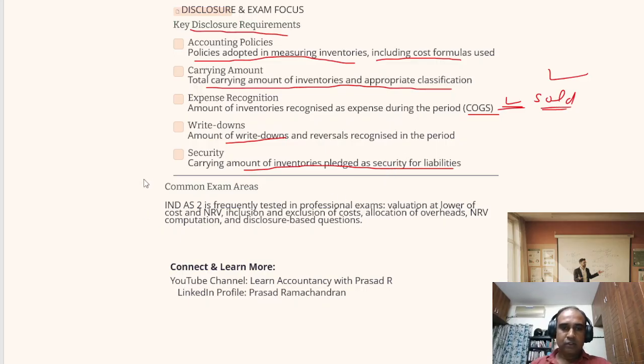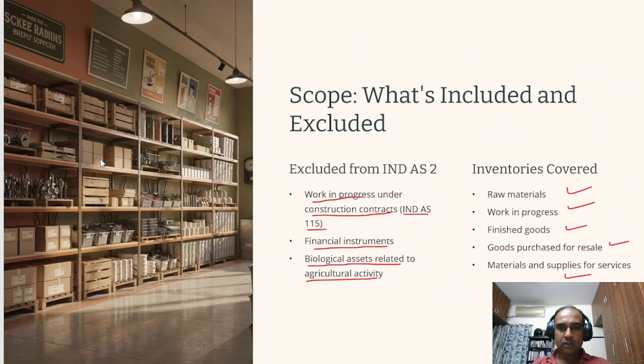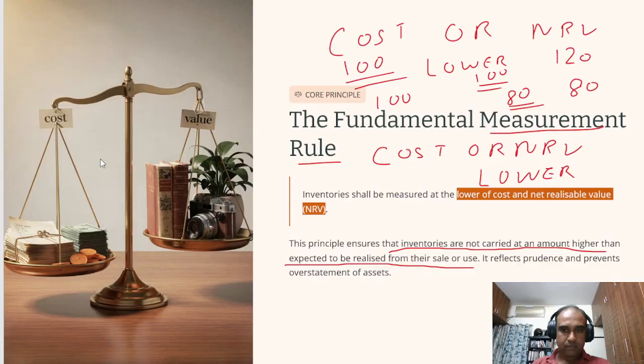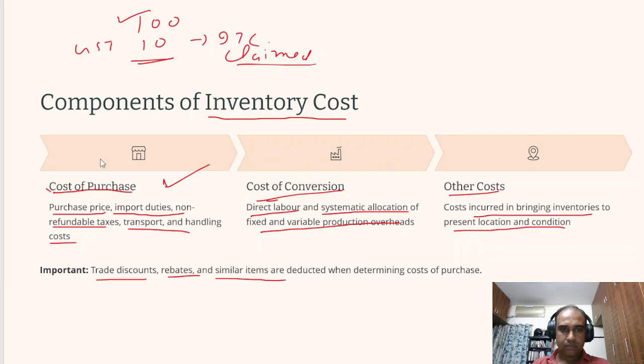The common areas of testing in the exam can be practical sums on cost or net realizable value, whichever is lower. You can be tested on the valuation principles and the net realizable value concept. You can be tested on the inclusions and exclusions under cost. We discussed the inclusion and exclusion under the cost, right? Components of cost: cost of purchase, cost of conversion, and other costs.